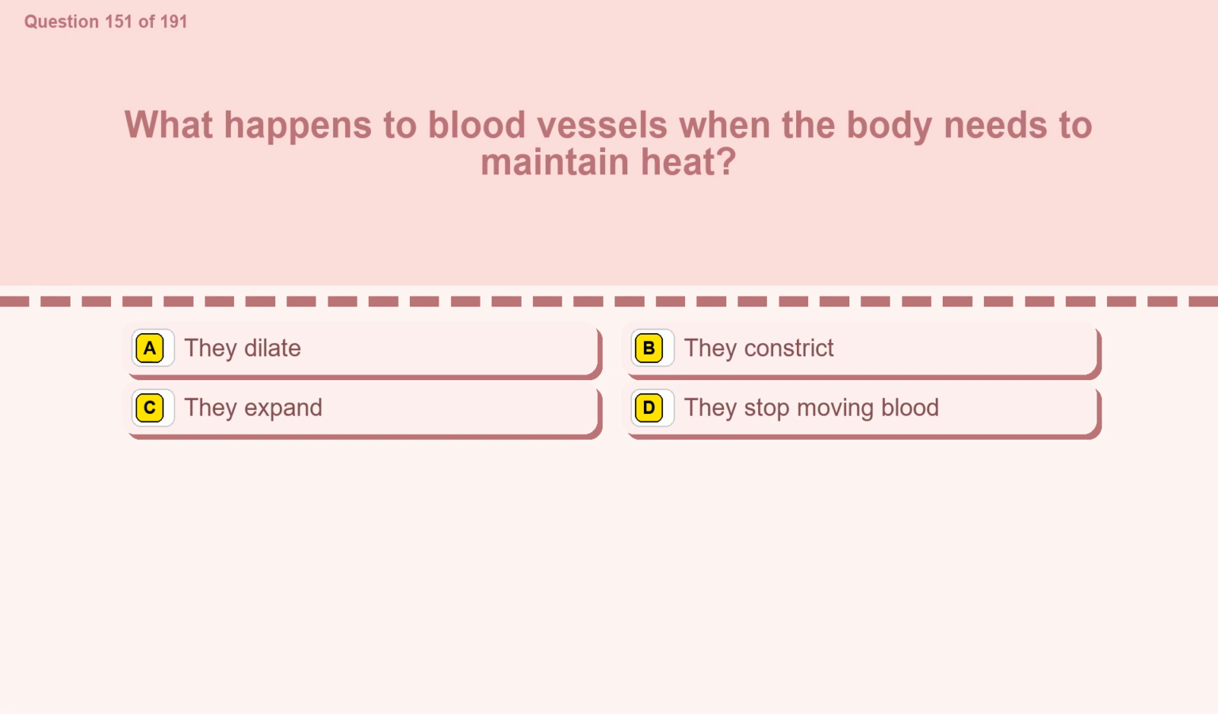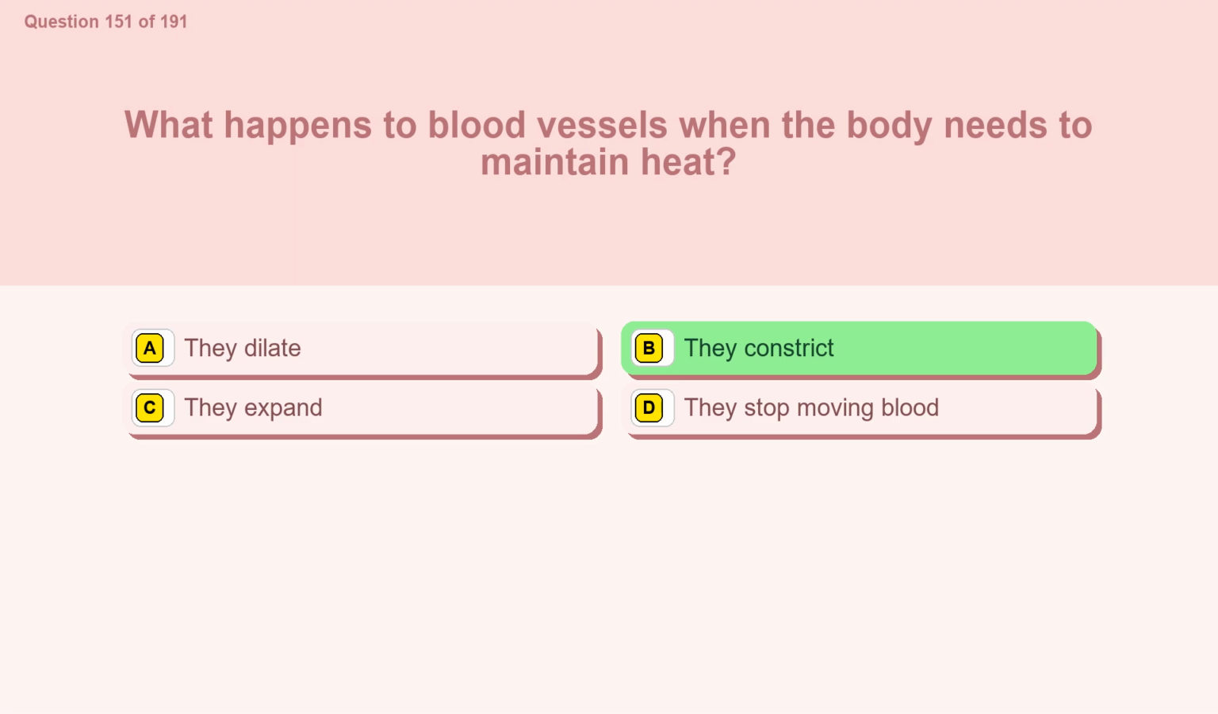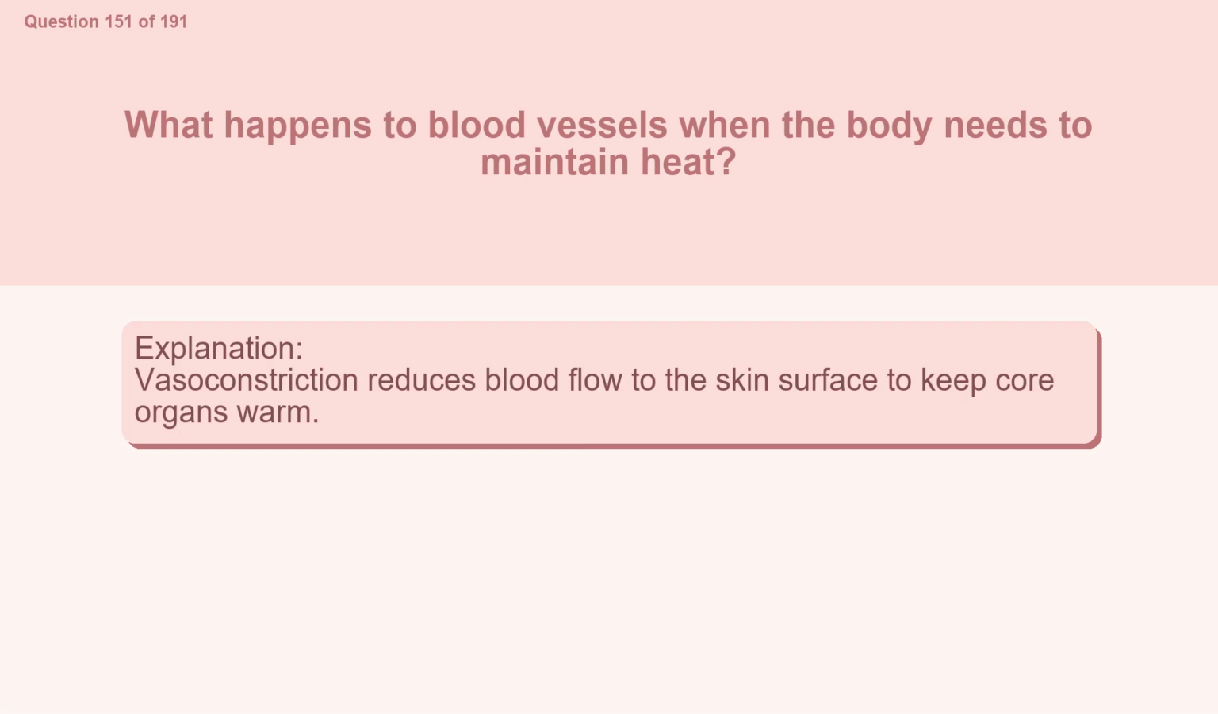Question 151. What happens to blood vessels when the body needs to maintain heat? Option A, they dilate. Option B, they constrict. Option C, they expand. Option D, they stop moving blood. The correct answer is option B, they constrict. Vasoconstriction reduces blood flow to the skin surface to keep core organs warm.